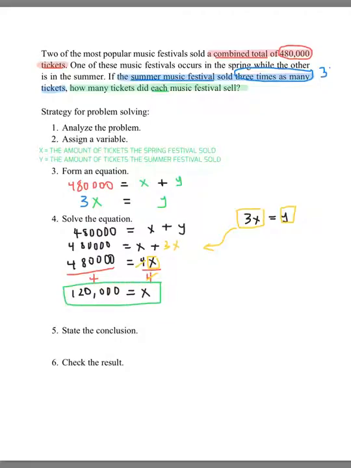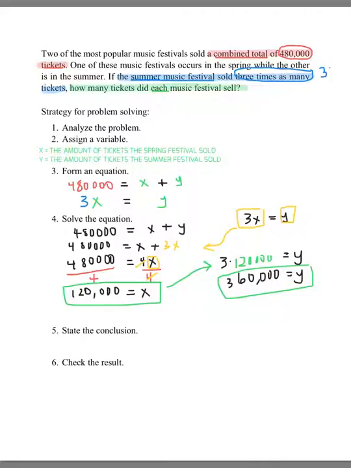So now that we found the value of x, let's go ahead and substitute it in to find the value of y. And we're going to plug that into the second equation. So now we're going to have 3 multiplied by 120,000. And that's going to be equal to our variable y. So when we multiply these two out, we end up with 360,000 is equal to y.